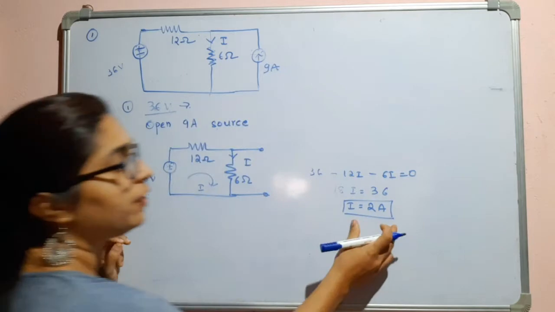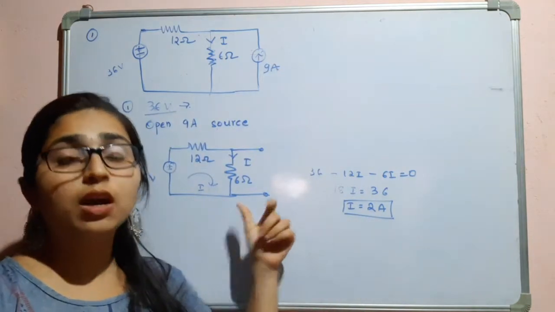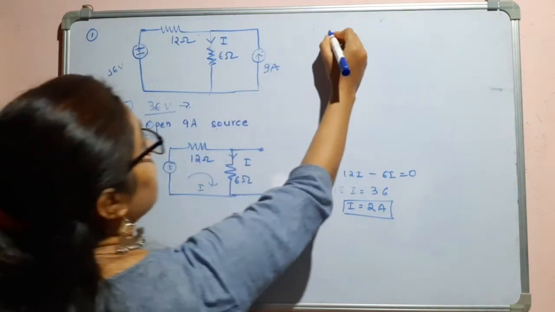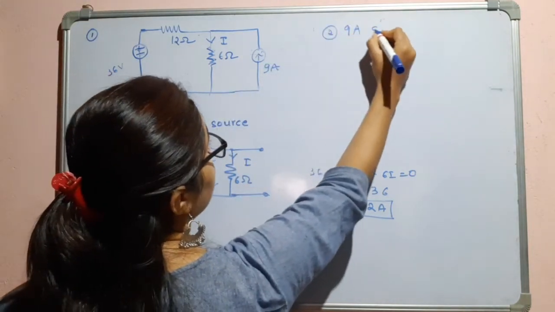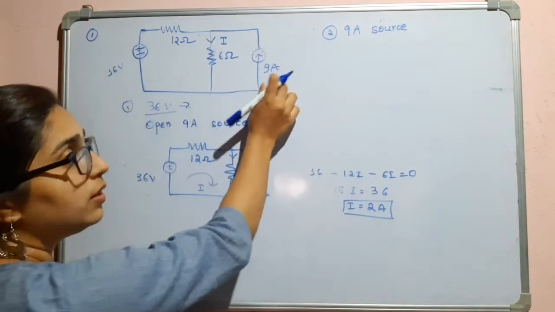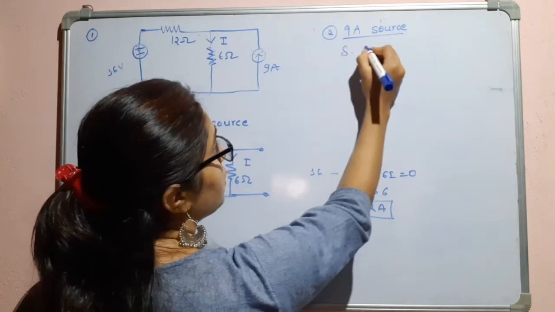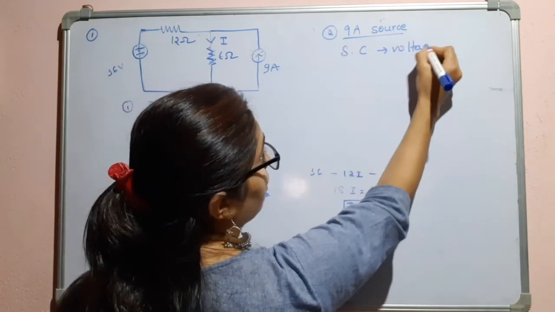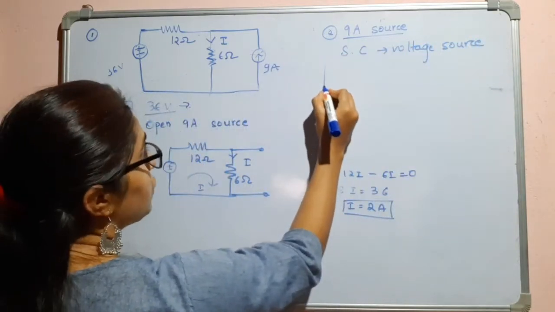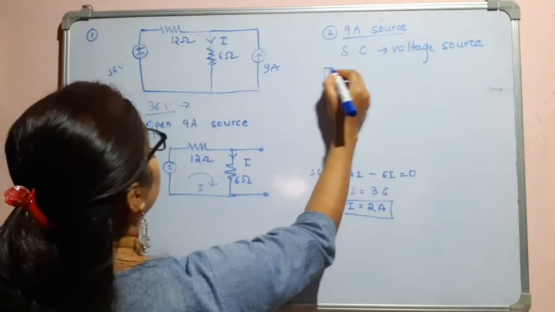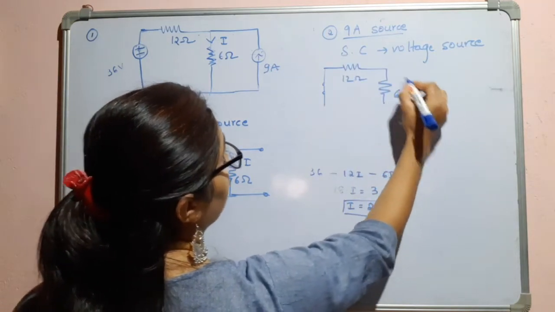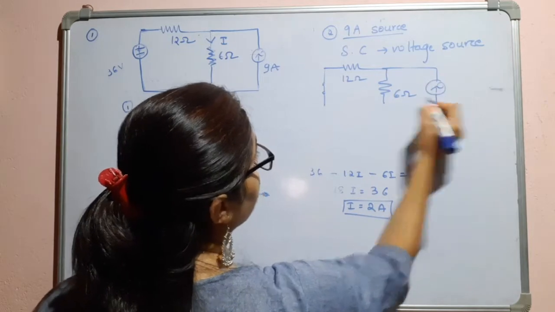So this is the current which is flowing through the 6 ohm resistor only when I am considering the voltage source. So now let us consider the effect of 9 ampere source. To find out the current through 6 ohm resistor using the 9 ampere current source, we have to short circuit the voltage source. So now let us redraw this circuit. So this is short circuit, and here we have 12 ohm. This is 6 ohm resistor, and here we have a 9 ampere current source.